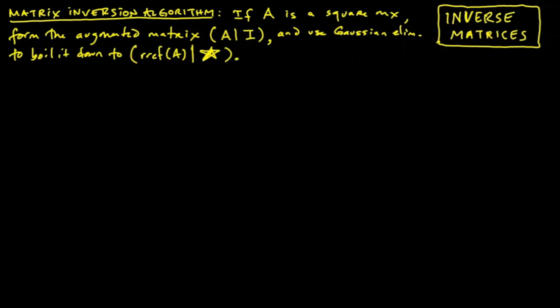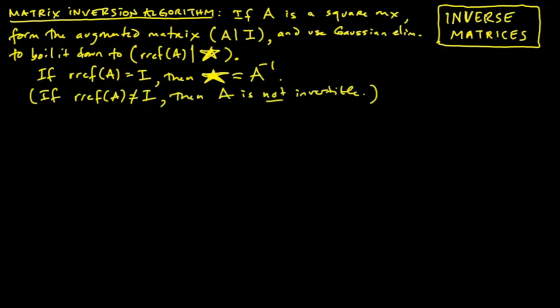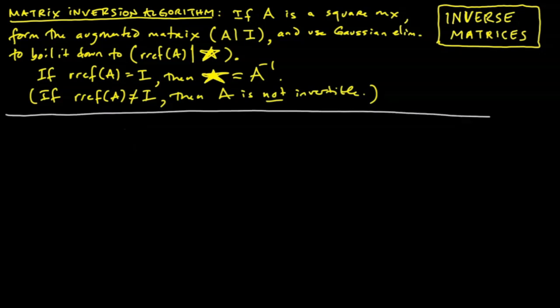The result of this operation is the following. If the reduced row echelon form of A is the identity matrix, so if we get the identity matrix on the left, then the matrix we get on the right will be A's inverse. And if the reduced row echelon form of A is not the identity matrix, then A is not invertible. And that is the algorithm. I'll quickly explain how it works in practice, and then we'll explain why it works.